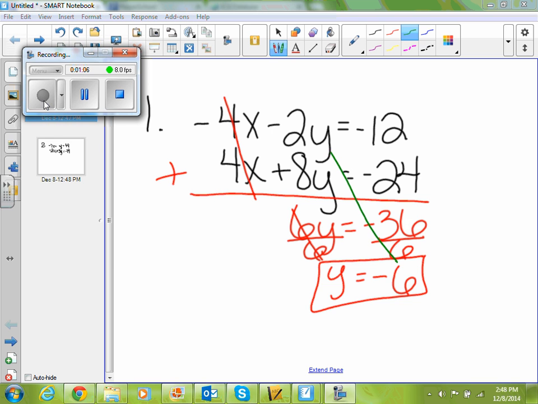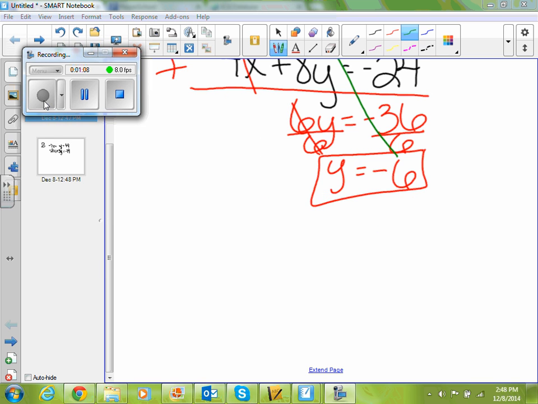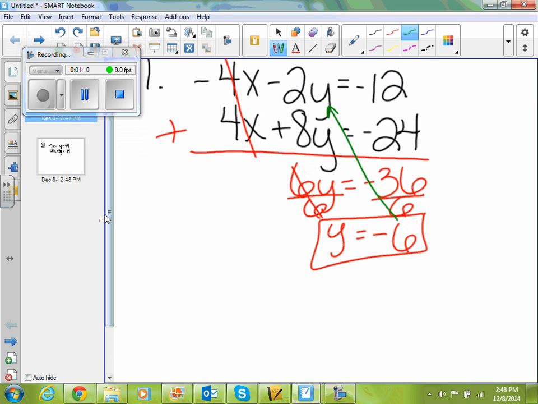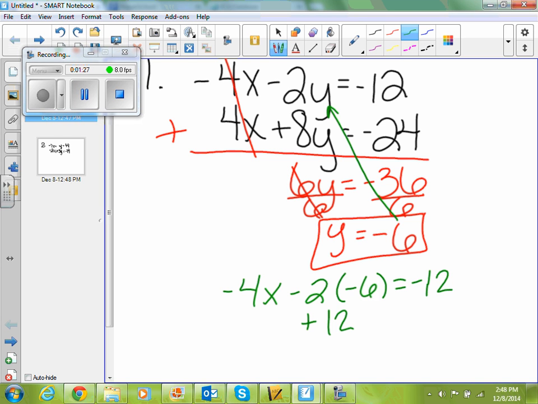Okay, so I'm going to take this negative 6 and put it into my top equation. So I get negative 4x minus 2 times negative 6 equals negative 12. A negative times a negative gives me a positive. 2 times 6 gives me 12. So I get negative 4x plus 12 equals negative 12.